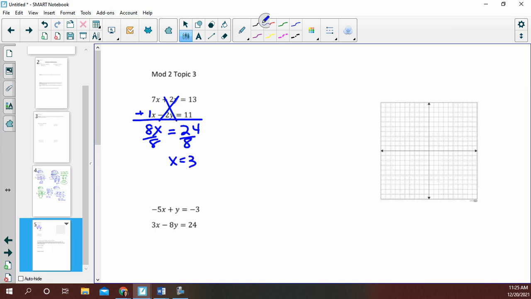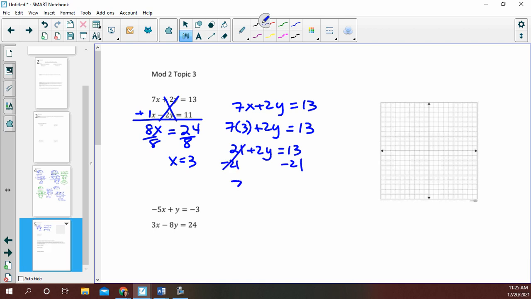I'm going to go into my top one there because there's less negatives. I'm plugging in x. So 7 times 3 is 21. Start moving everything away from y, so subtract 21. Divide by 2. And then we're going to write our answer as a point: 3, negative 4.